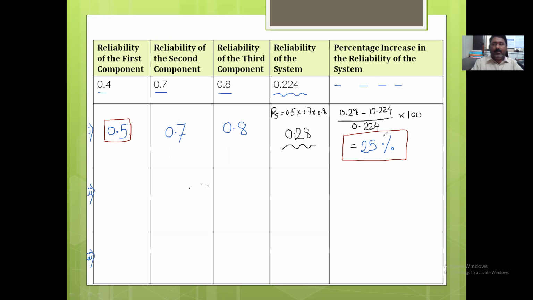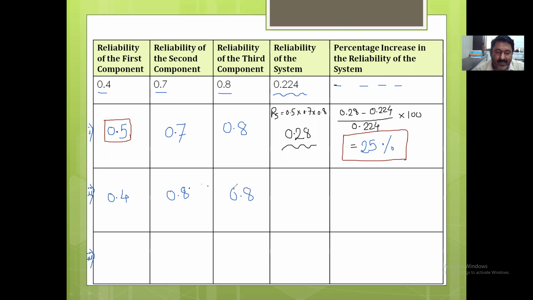Okay. Now I will highlight the second and third cases. I will ask you to solve. Reliability of the second component is increased by 0.1. So now the first component remains constant. What is the value for the first component here? Madhoji, second case. 0.4, 0.8, 0.8. Very nice. 0.4 we will keep as it is, 0.8. Here we have increased 0.1, and then 0.8 as it is.